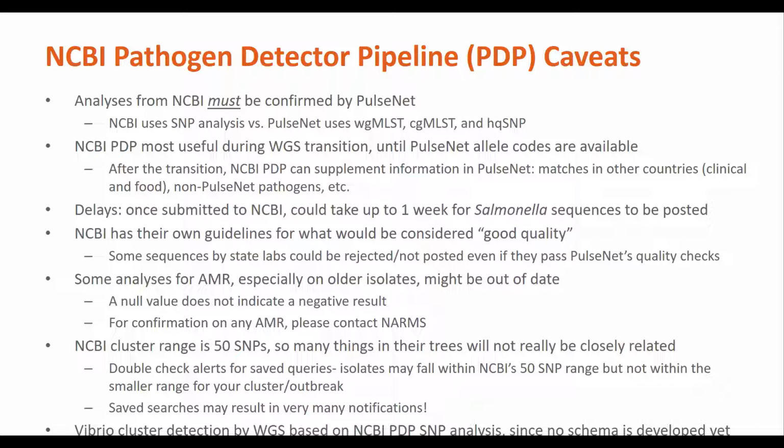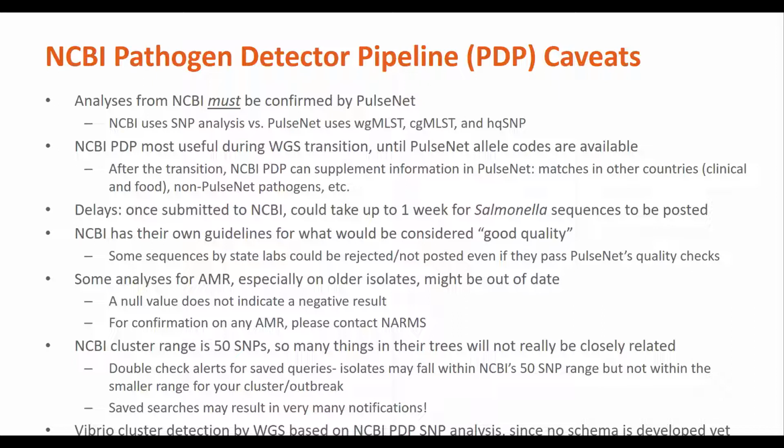So if you're setting these search criteria and you're not specifying the SNP range, it might give you anything that's falling within NCBI's 50 SNP range, which could be a lot of isolates, and a lot of isolates that are not really related and aren't of interest to you. And like I said, just be careful, because a lot of the saved searches could result in a lot of email notifications into your inbox.